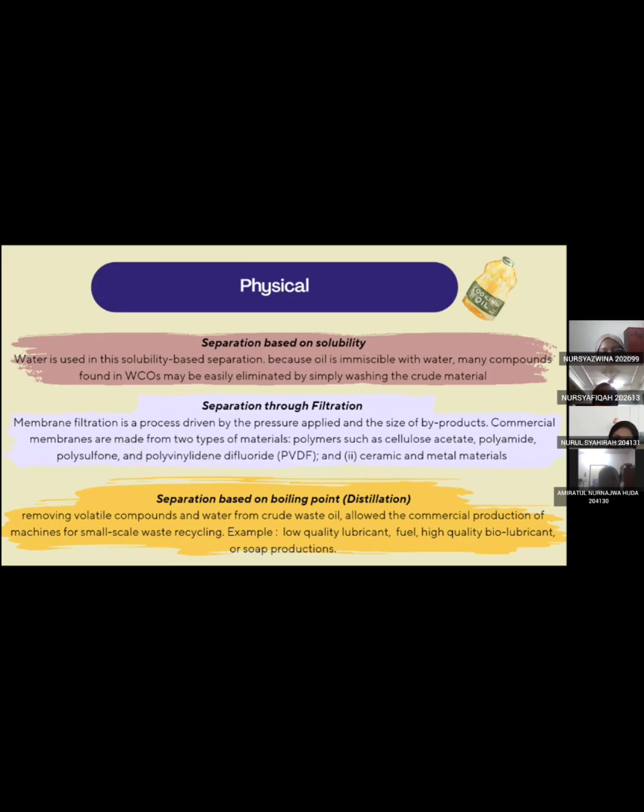Commercial membranes are made from two types of material, which are polymers such as cellulose acetate, polyamide, polysulfone, and polyvinyl difluoride, and ceramic and metal materials. For the separation based on the boiling point, distillation removes the volatile compounds and water from crude waste oil, allowing the commercial production of machines for small-scale waste recycling. Examples of the products are a low quality lubricant, a high quality biolubricant, and soap production.